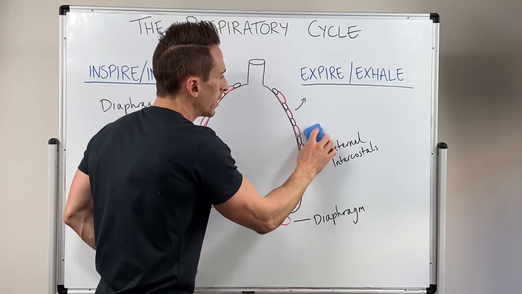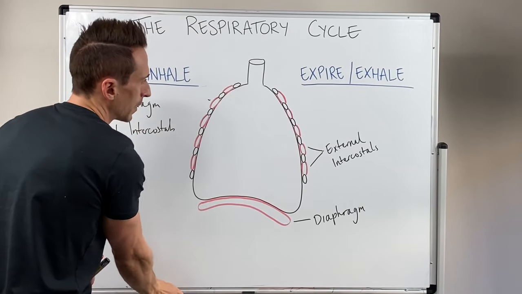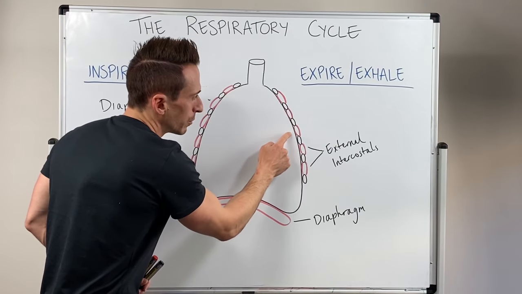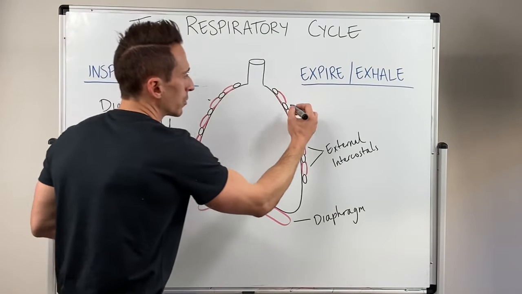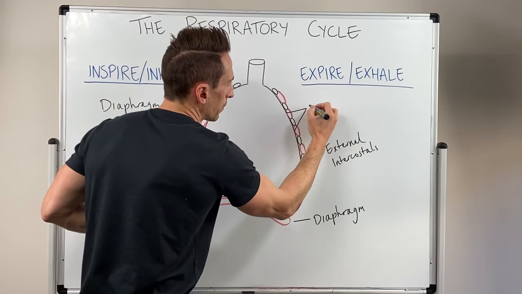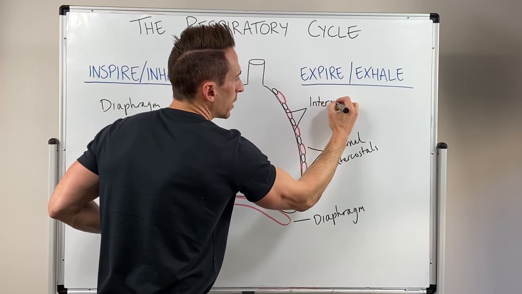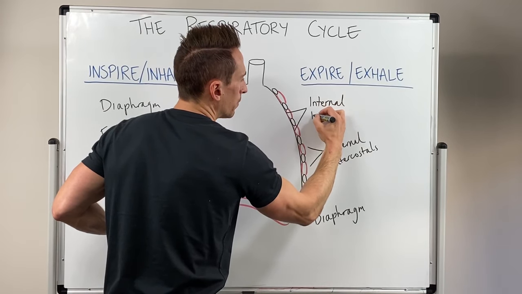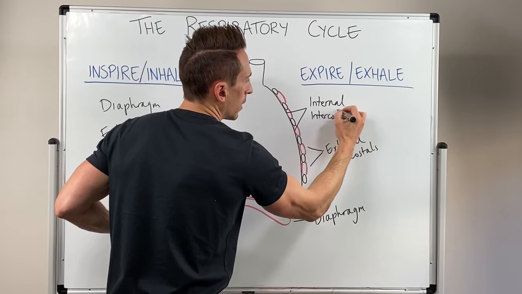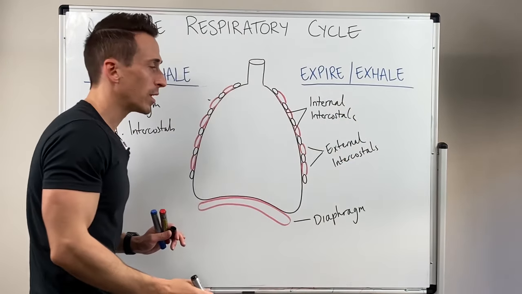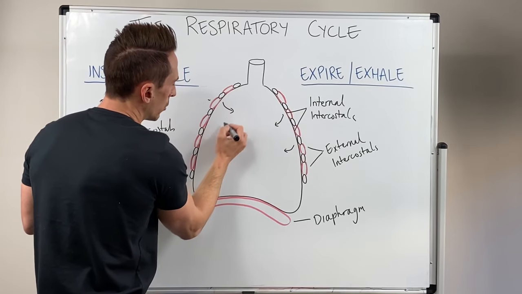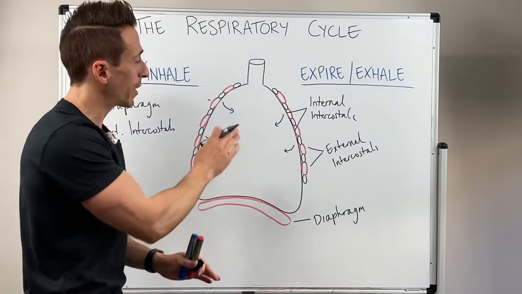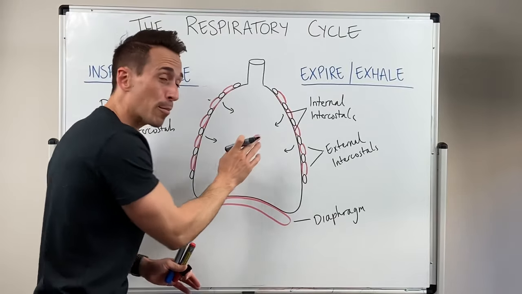And the muscles that we need to recruit here are the muscles between the ribs, but those inside that we call internal intercostals. Now, what the internal intercostals do are basically the opposite of the externals, is they bring the rib cage in and down, reducing the volume of that thoracic cavity. So the pressure goes up inside.